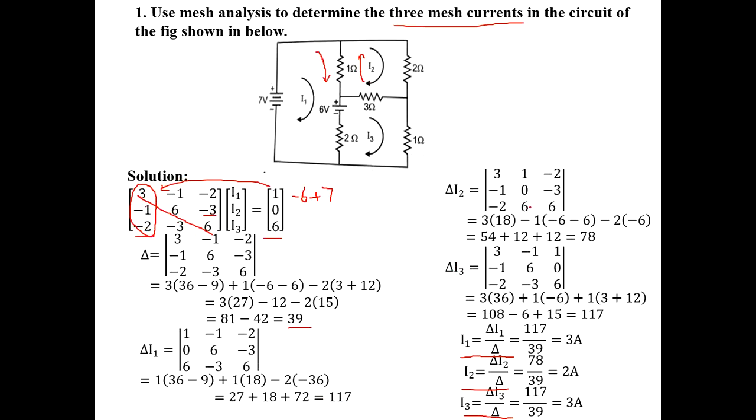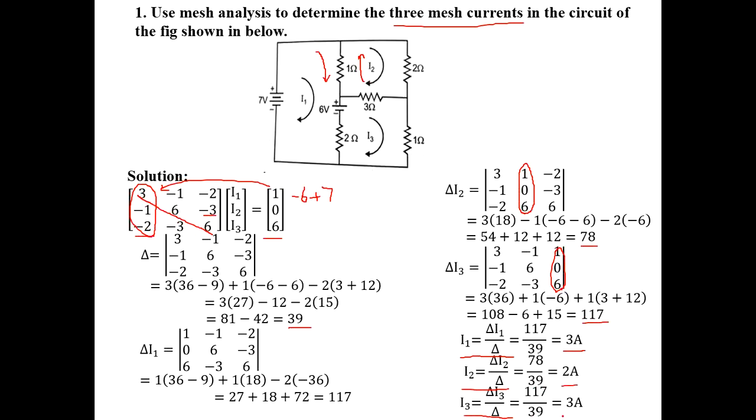Next, delta I2: replace the second column by the voltage values. Delta I2 is 78. Next, delta I3: replace the third column by the voltage values. Delta I3 is 117. Now we have delta, delta I1, delta I2, and delta I3, so we can apply the values directly. I1 equals 117 divided by 39, which is 3 ampere. Then I2 equals 2 ampere, and I3 equals 3 ampere.